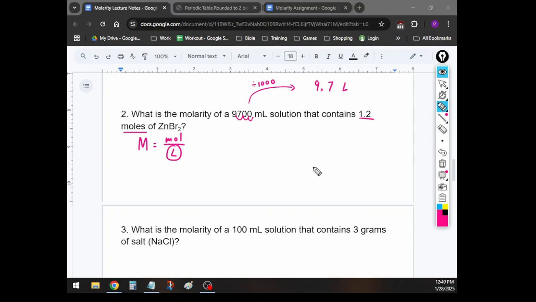Okay, so now we can start plugging in our numbers, right? Molarity is what we're looking for. What number should go on top of our fraction? 1.2. Yeah, 1.2 moles. And then what number goes on the bottom? Perfect, 9.7. Easy. Divide those two? Yep. So we're going to plug it into our calculator.